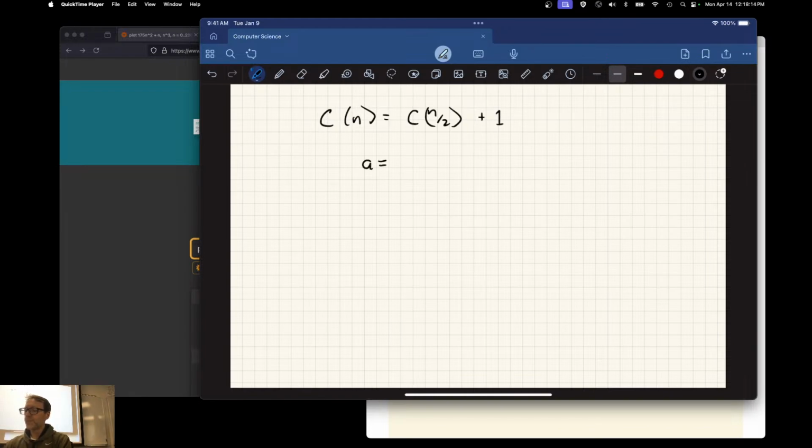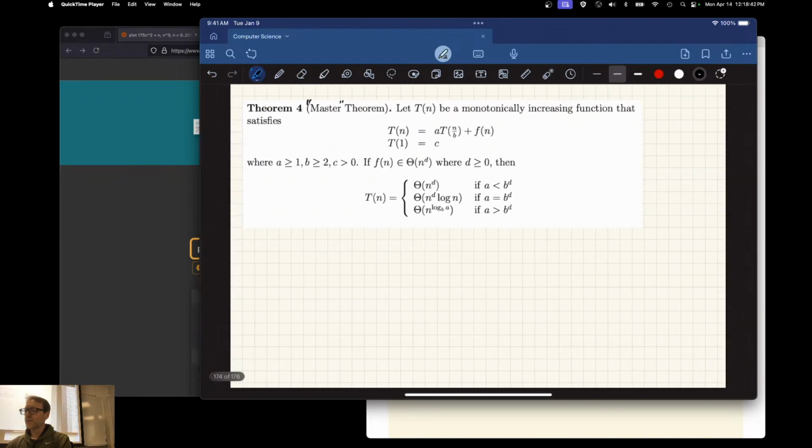What is my A? 1. What is my B? 2. What is my D? Yeah, 0. Good. That always trips people up. 1 is equal to order n to the 0, because that's equal to order 1. All right, so A versus B to the D. In other words, 1 versus 2 to the 0. They're equal. Guess what? Case 2 again. That's all that ever comes up.